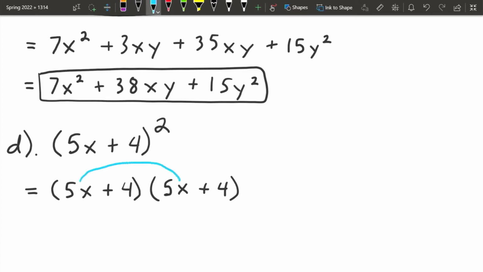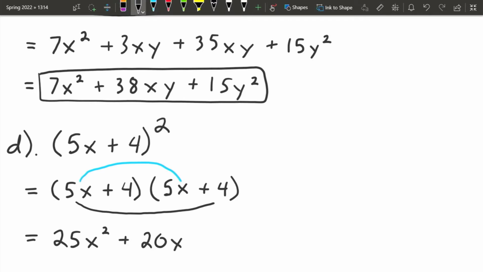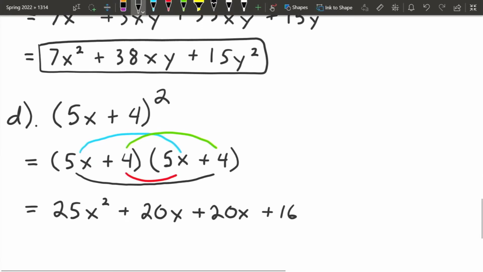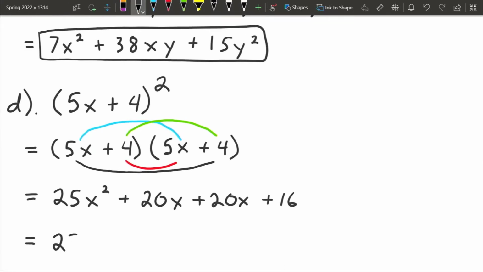If I do the first, 5x times 5x, I would have 25x squared. If I multiply the outer, 5x times 4 is 20x. The inner also would multiply together to be 20x. And then finally the last, 4 times 4 would be 16. So when you put this all together, 25x squared plus 40x plus 16.